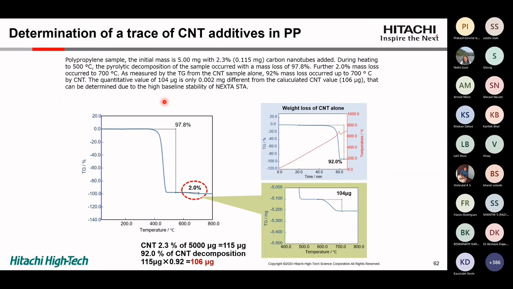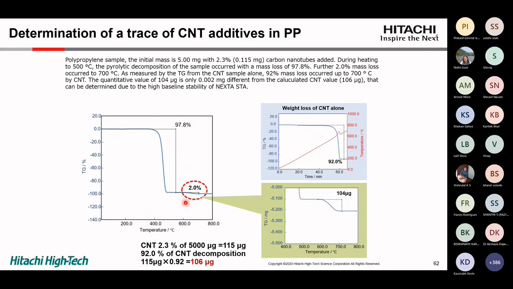Another application is shown here for CNT, carbon nanotube. Here the material is polypropylene, and in this polypropylene a small amount of carbon nanotube is added. Can you see here? This is the decomposition of polypropylene, which is 97.8%.